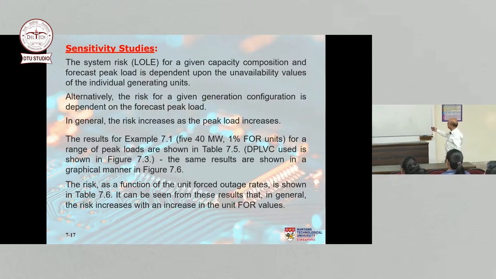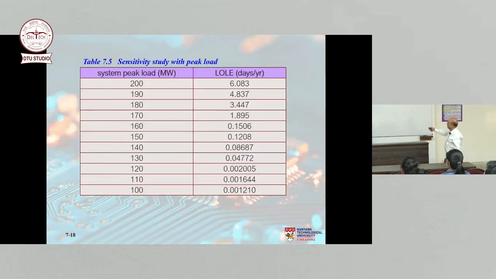So let's go back to this system with 540 megawatt units, 1% forced outage rate, and we change the peak load. So we change the peak load, and you see 160 megawatt peak load, this was our risk, remember? From the previous example, we found the risk to be 0.15. Now I change the peak load to 200, the risk becomes 6 days per year. And if I reduce the peak load to 100, it's only 0.001 days per year. So you can see the variation. Now we can quantify the risk.